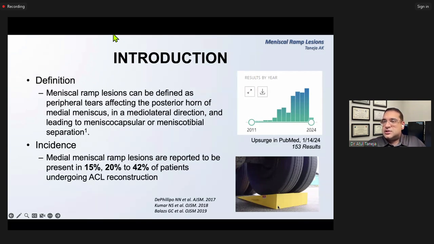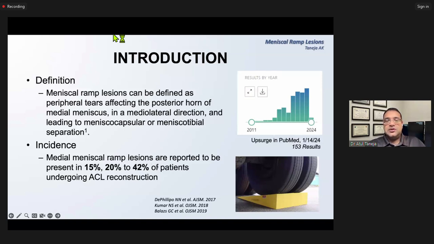Why ramp? Ramp will be just a ramp. You can use many different analogies for that. Like the tire here, the wheel will be the femoral condyle, and the posterior horn of the medial meniscus will be the ramp. Also, when they look from the anterior approach in arthroscopy, they see the posterior horn of the meniscus as a ramp. So that became the name for that.